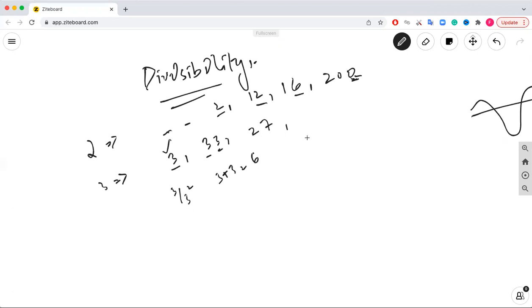Now we have 27, 2 plus 7 is 9, and 9 is divisible by 3. That's why 27 is divisible by 3. The point is just add the digits and divide by 3. If that number is divisible by 3, the number itself is divisible by 3, right? This is the divisibility of 3 rule.